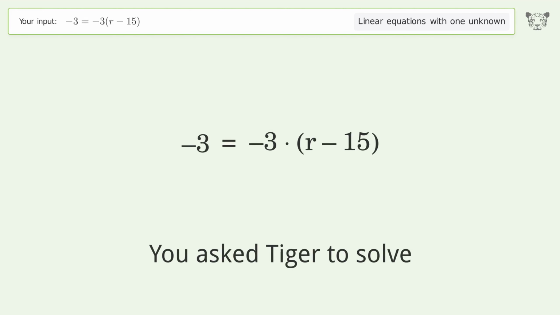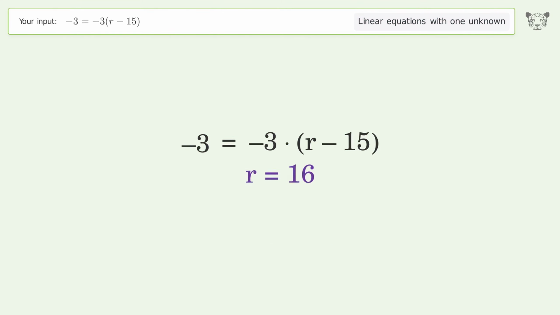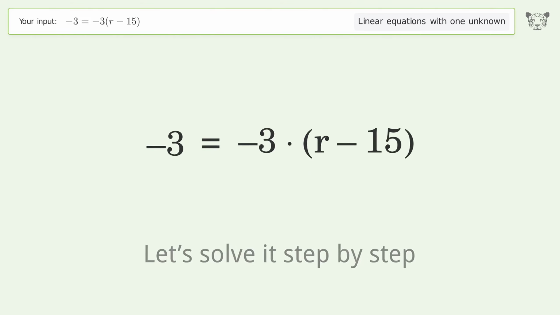You ask Tiger to solve. This deals with linear equations with one unknown. The final result is r equals 16. Let's solve it step by step.